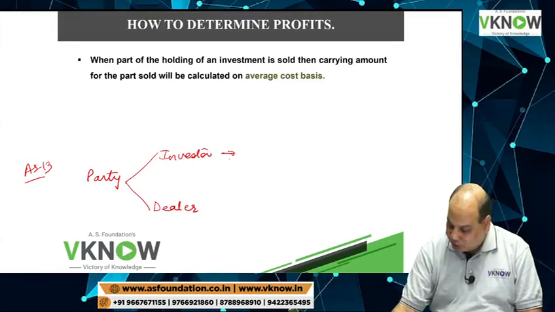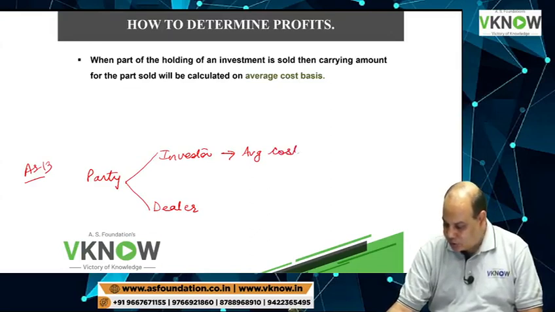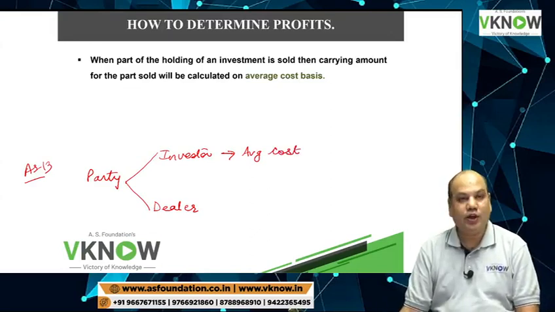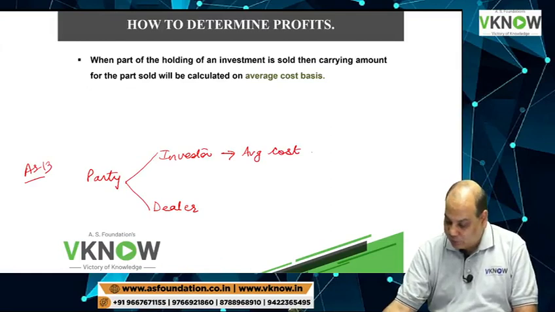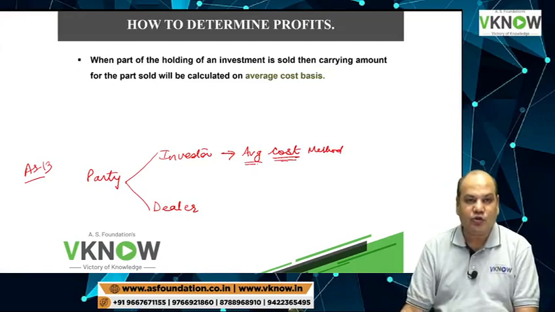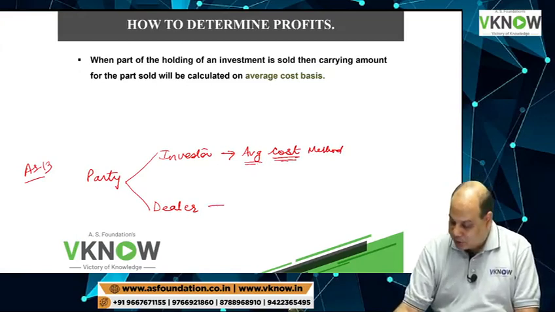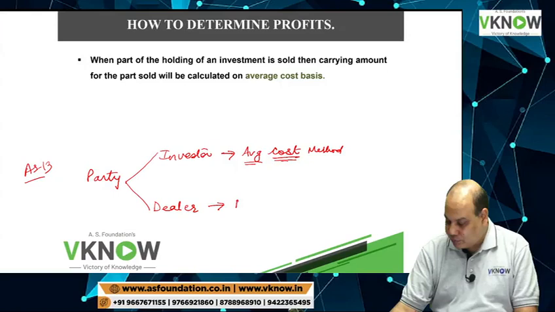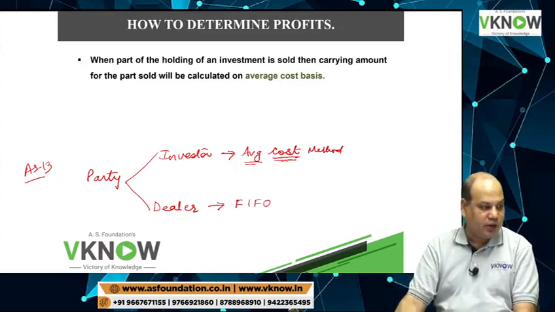If the party is an investor, the profit or loss will be calculated by applying the average cost method. So cost will be calculated using the average cost method. But if the party is a dealer, the cost will be calculated by applying the FIFO method.